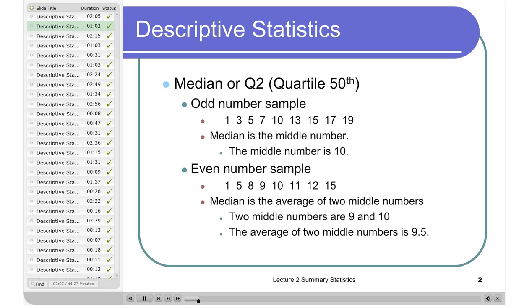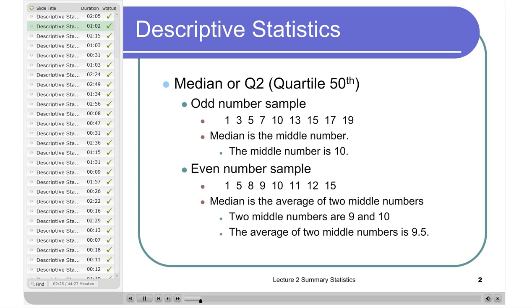This slide shows how we can find the median, which is just the middle number of a data set. So if we take a look at this first data set, we have 1, 3, 5, 7, and so on and so forth. You can see that the middle number there is the number 10. And so that's the median for that data set.